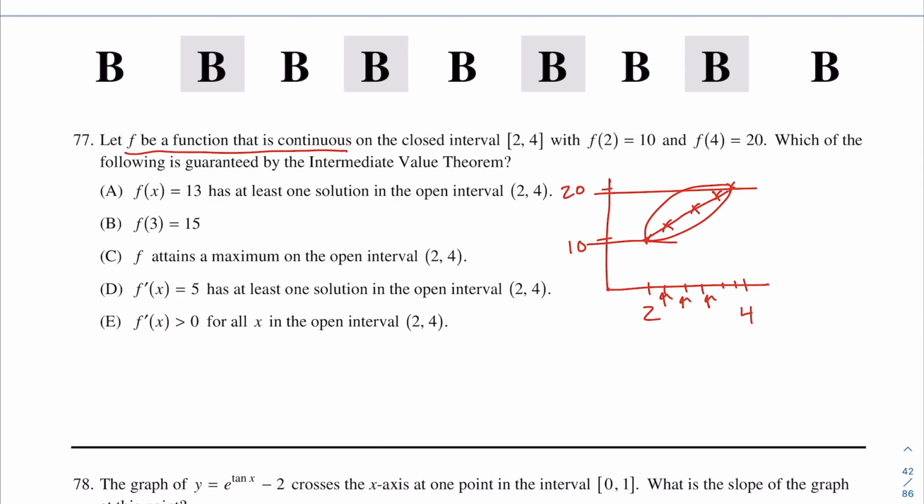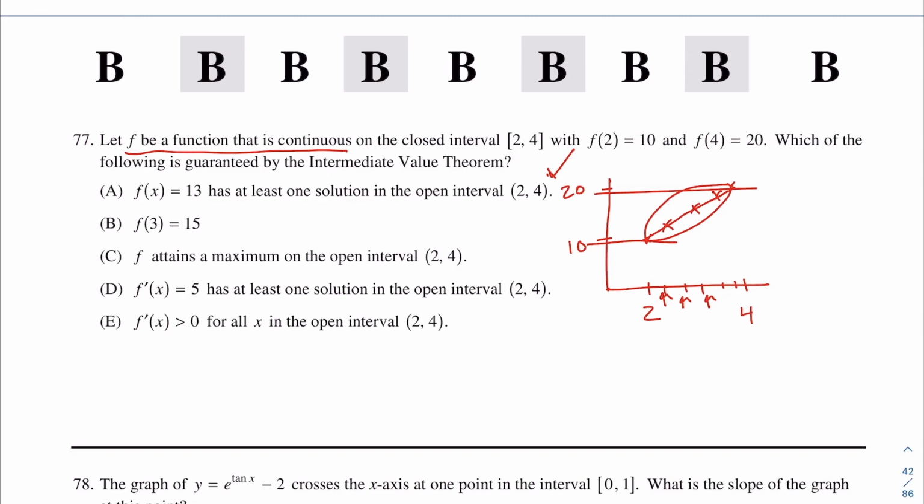Okay. Now, let's go through each of the statements and see which one is guaranteed. So not just sometimes true, but always true. A says, f of x is equal to 13 has at least one solution in the open interval 2 to 4. So this is true. Based off of the intermediate value theorem, we know this to be true. Let's just check out some of the other possibilities and see if we may have gotten this wrong.